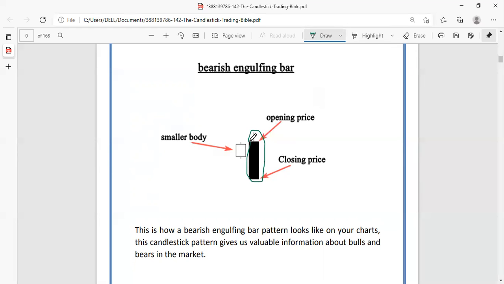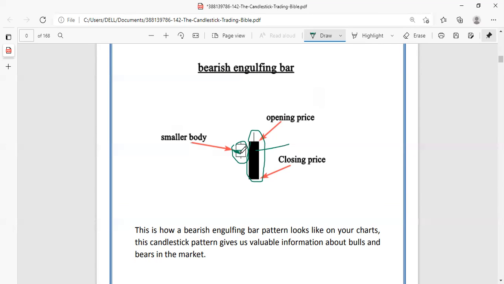When we talk about the bearish engulfing bar, we are talking about this bearish candle bar being larger and covering the previous smaller body. The previous bar must be the opposite of bearish, which is a bullish. This bullish candlestick's whole body is covered by the bearish candlestick. So the bearish candlestick has engulfed the smaller candlestick. That's what we say engulfing.